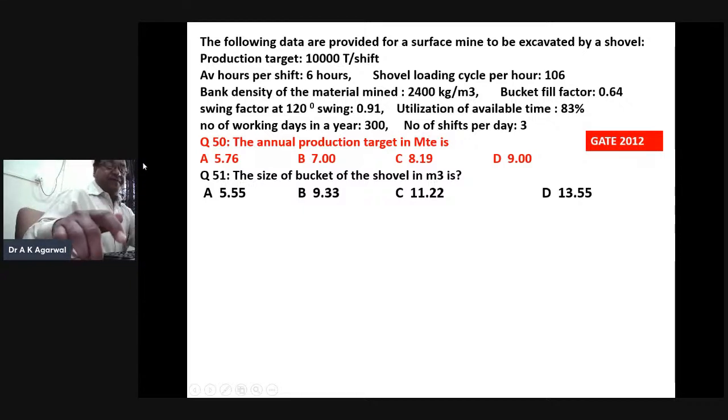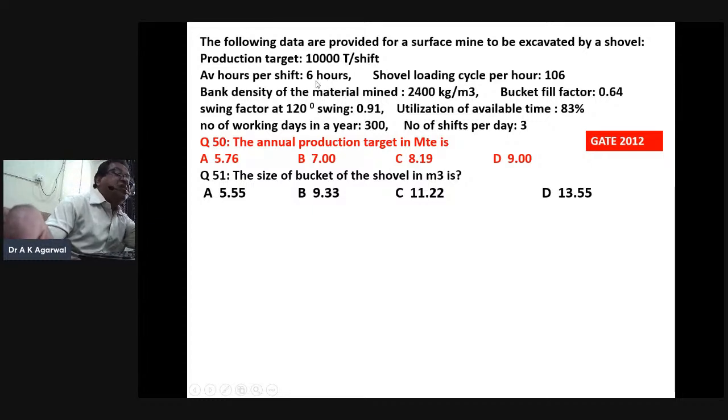The following data are provided for a surface mine to be excavated by a shovel. Production target 10,000 tons per shift. Average hours per shift 6. Shovel loading cycles per hour 106. Bank density of the material mined 2400 kg per meter cube. Bucket fill factor 0.64. Swing factor at 120 degree swing 0.91. Utilization of available time 83%. Number of working days in a year 300. Number of shifts per day 3.